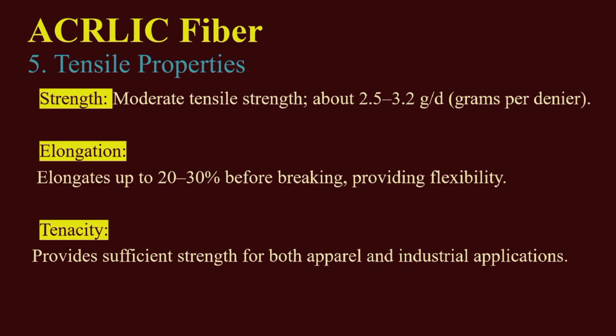Next, we will discuss the tensile properties. While discussing the tensile properties, these are strength, elongation, and tenacity. Strength is moderate tensile strength, about 2.5 to 3.2 gram per denier. While elongation is up to 20 to 30% before breaking, providing flexibility. It is good elongation. Tenacity provides sufficient strength for both apparel and industrial applications.